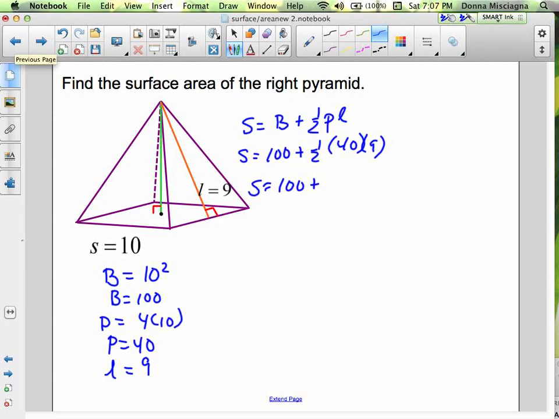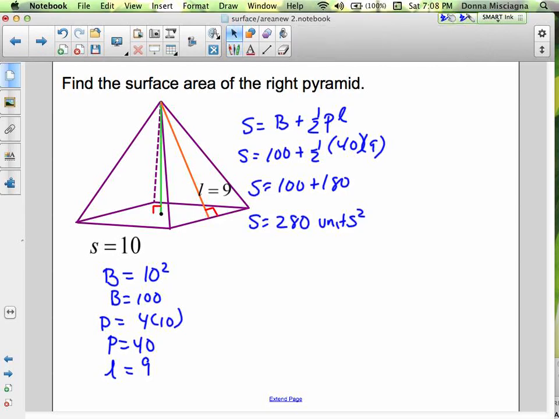Well, I think that's close, and I think I can still read it. My numbers are a little crunched there. Half of 40 is 20. 20 times 9 is 180. That gives us a surface area of 280 units squared. Okay.